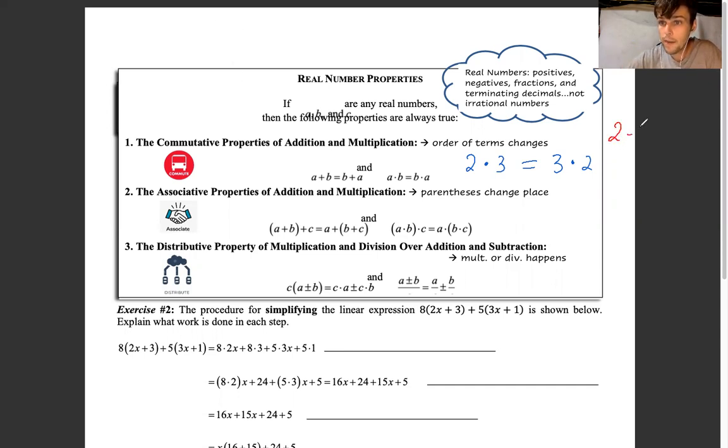If you do 2 minus 3, well, that's -1. But if I switch this, 3 minus 2, that's 1. These are not the same thing. So the order of subtraction does matter. You can't just switch it around.